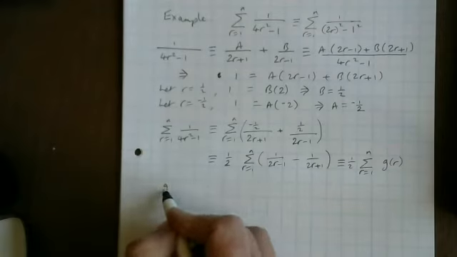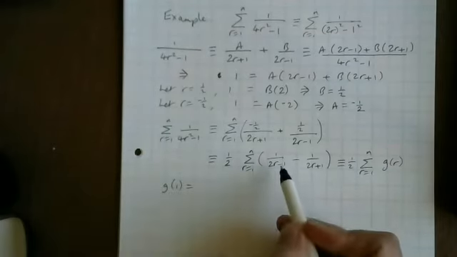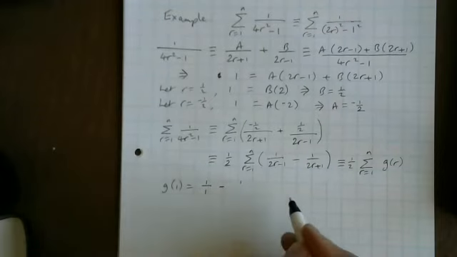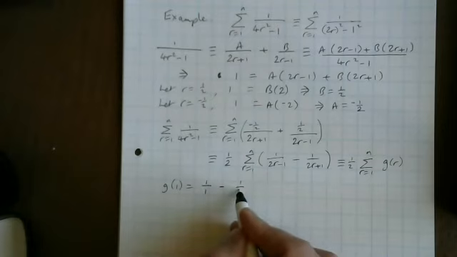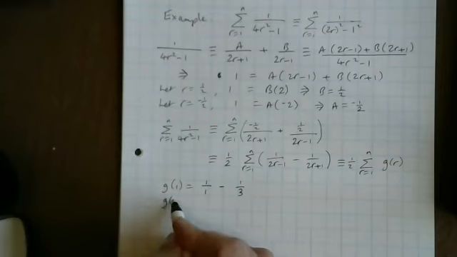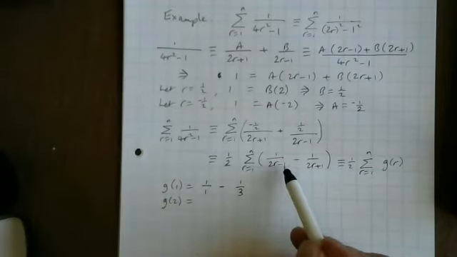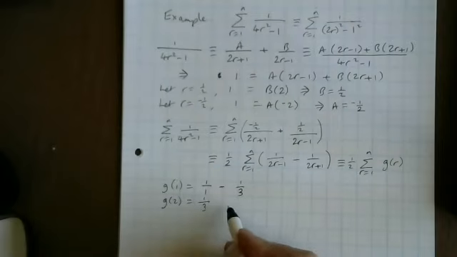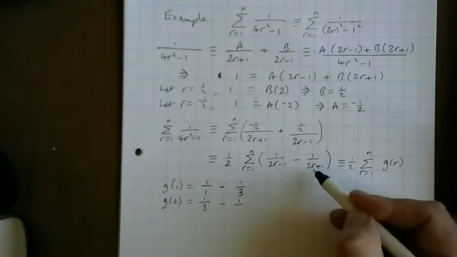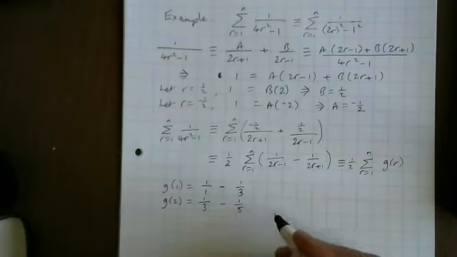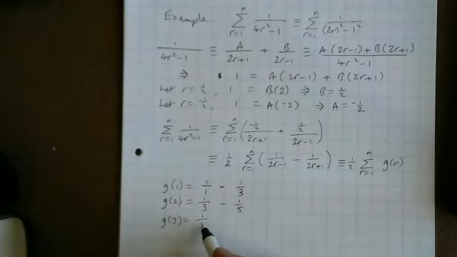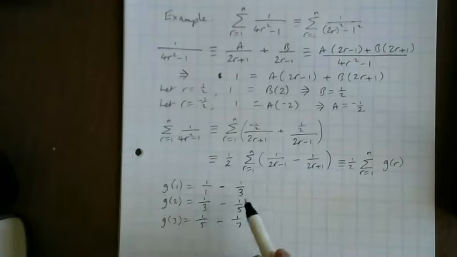Let's begin with 1. g of 1 is 1 over 2 minus 1, minus 1 over 2 plus 1. g of 2, 1 over 4 minus 1, minus 1 over 4 plus 1, 5. g of 3, 1 over 5 minus 1 over 7. That's quite nice.